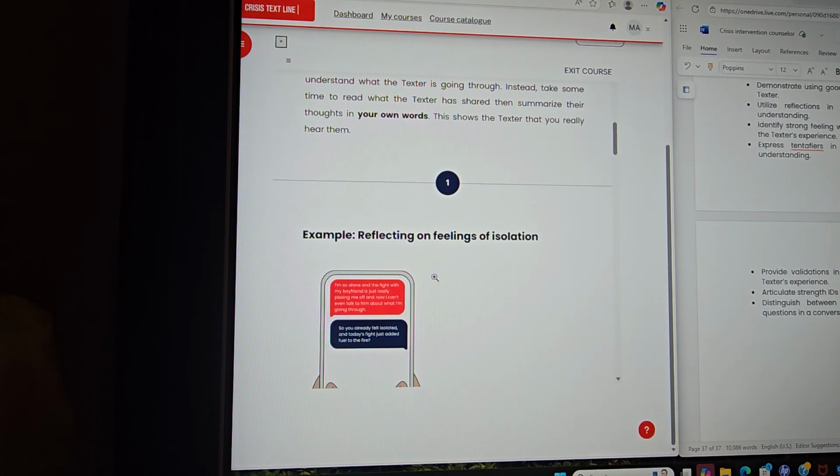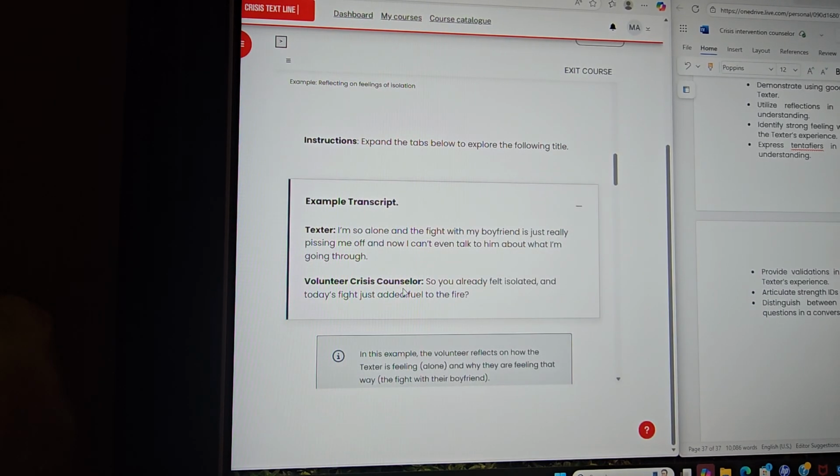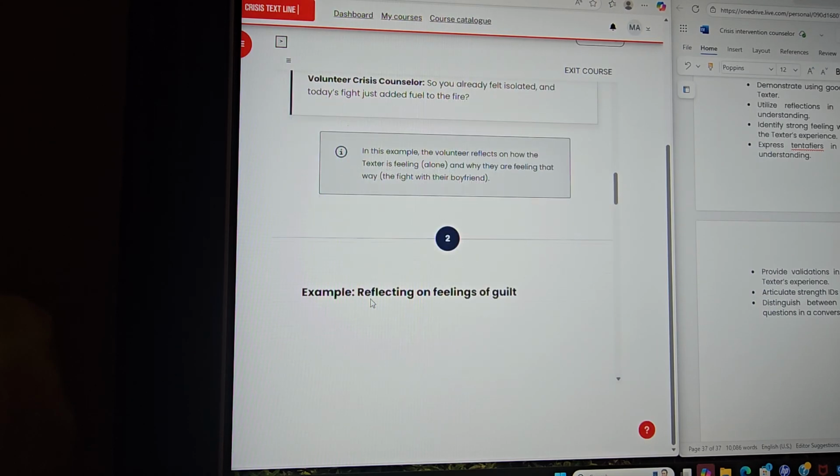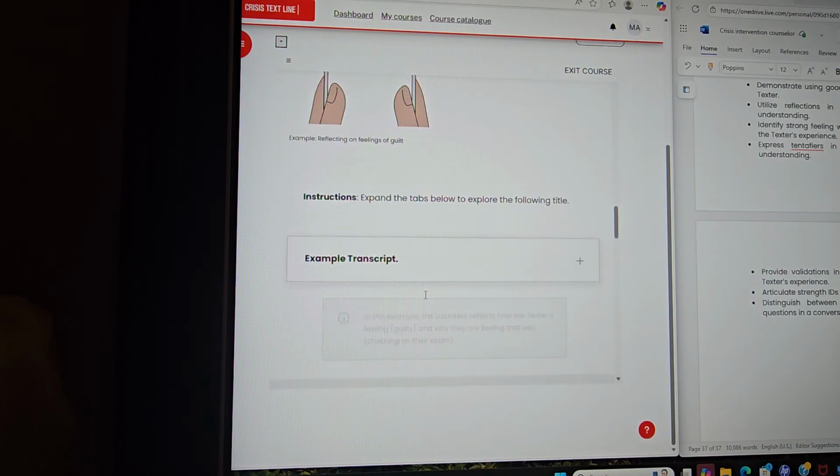Example, reflecting on feelings of isolation. Example transcript. Texter: I am feeling alone and the fight with my boyfriend is really pissing me off. And now I can't even talk to him about what I am going through. Volunteer crisis counselor would say: So you already felt isolated and today's fight was just added fuel to the fire.